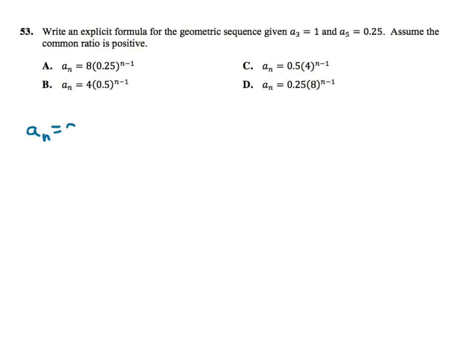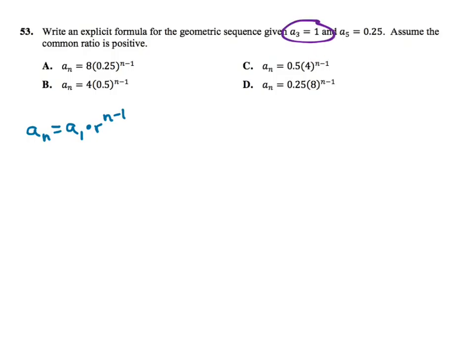Okay. So a sub n equals a sub 1, so that must be my first term, times r to the power of n minus 1. Okay. And this is an ugly one. I'm getting two terms that are not consecutive, and neither one is my first term. All right. And it also tells me to assume the common ratio is positive. Okay. So let's plug in what we know.